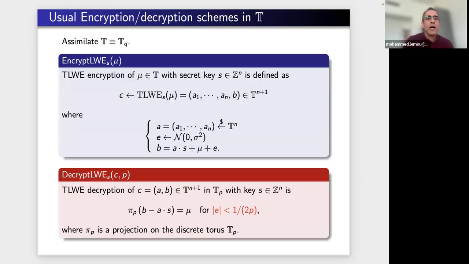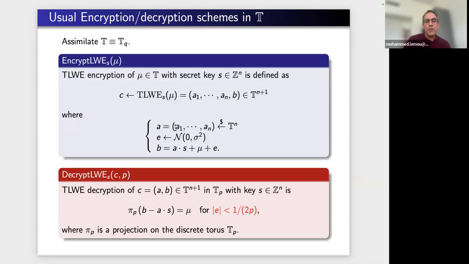We can define the usual encryption, it's the LWE encryption, or TLWE, but we prefer to call it LWE encryption. We take a message mu in the torus, a vector s in Z^n, and as usual you sample a uniformly in T^n. You sample noise e with the Gaussian with standard deviation sigma, and you compute b as being the scalar product of a by s plus mu plus e, and you obtain your encryption as being the vector a and the quantity b. And the decryption will be correct.